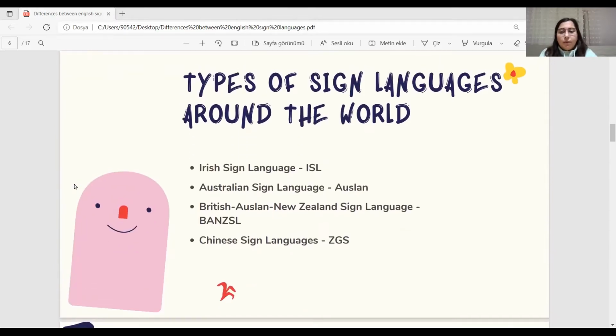Let's move on to types of sign language around the world. Firstly, ISL, Irish Sign Language. When we look at its features, today most people in Ireland speak English, but deaf people in Ireland use Irish Sign Language, which is derived from French Sign Language as well. ISL is mainly used in Northern Ireland and the Republic, and although ISL has been somewhat influenced by BSL, it remains quite distinct because the alphabet is signed using one hand.